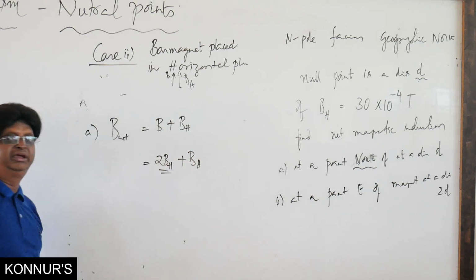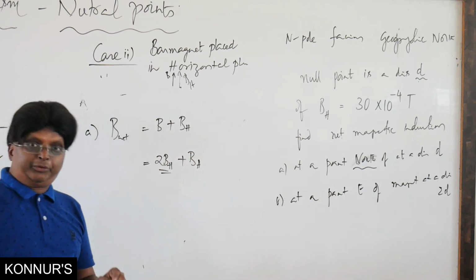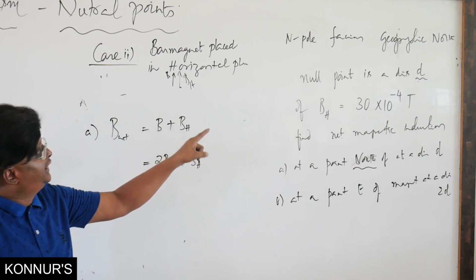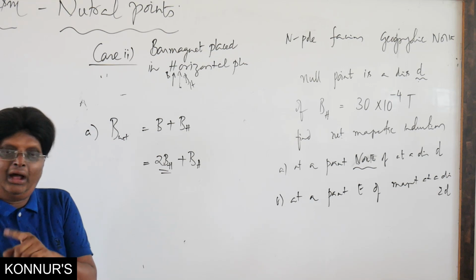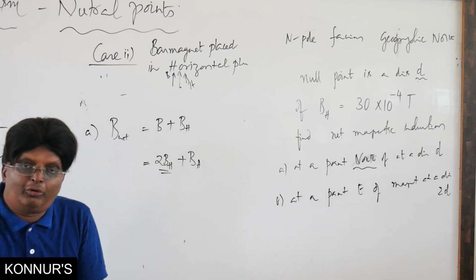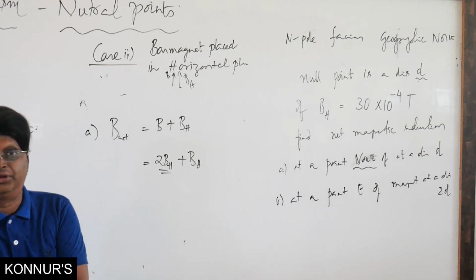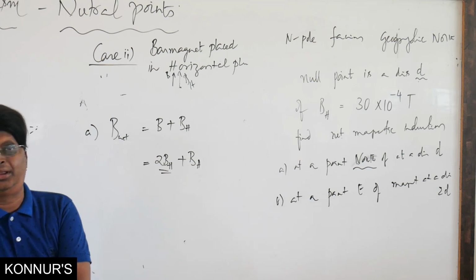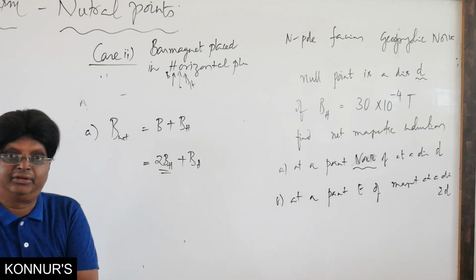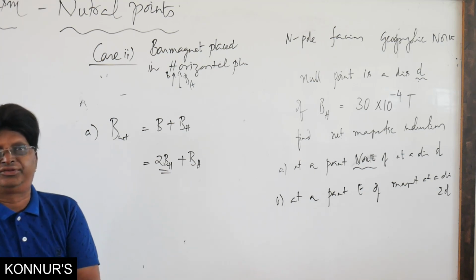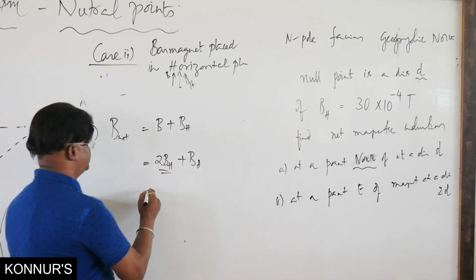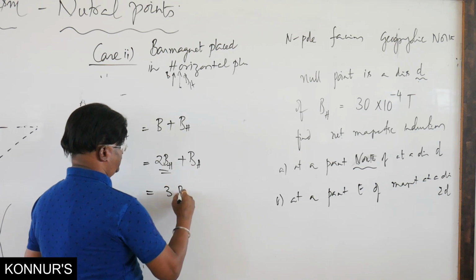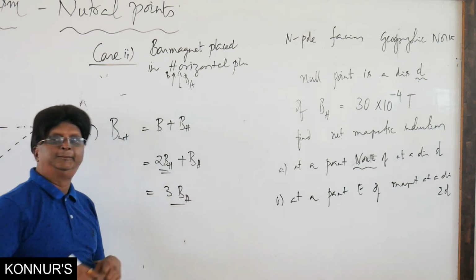Why did you get this 2BH, you tell me? Because the null point at distance D is east or west, on the equatorial line, where B is equal to BH. Therefore, at the same distance on the axial point, it will be double the induction. Clever questions these are called. Therefore, it is 2BH plus BH and the answer is 3BH.